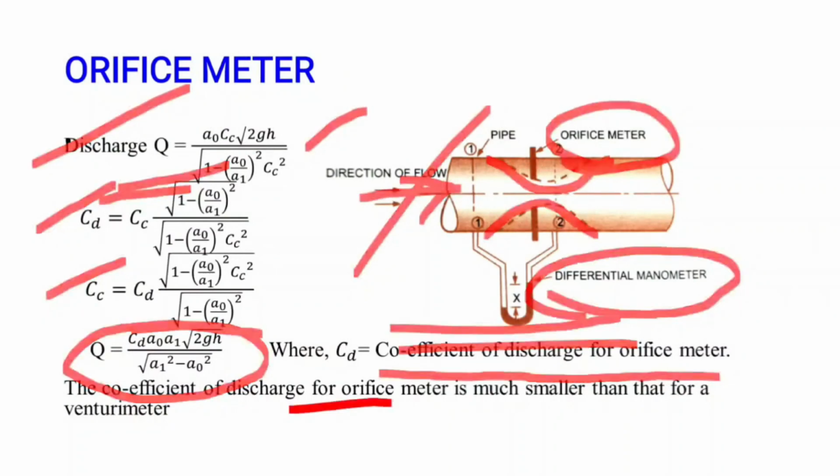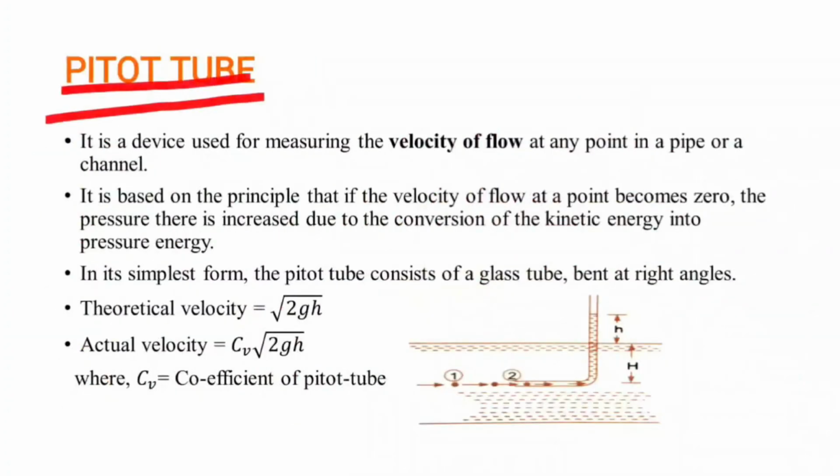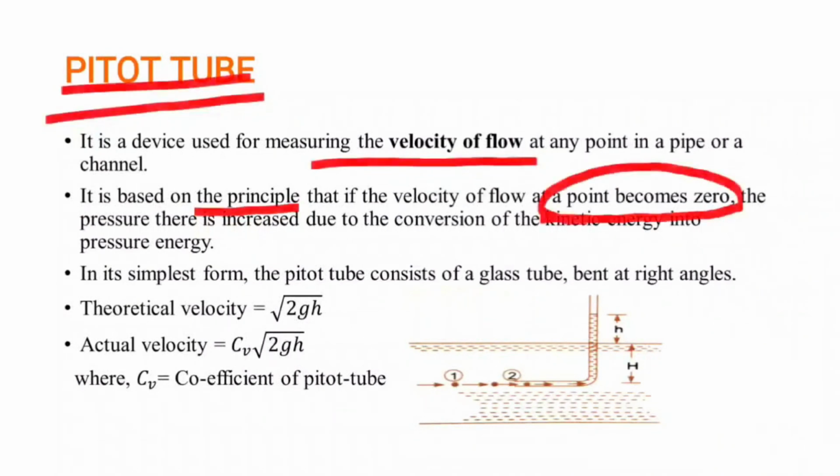The coefficient of discharge for the orifice meter is much smaller than that of the venturimeter, which is less than 1. The next one is the pitot tube. It is mainly used for measuring the velocity of flow at any point. It is based on the principle that if the velocity of the flow at a point becomes 0, the pressure there is increased due to conversion of kinetic energy into pressure energy.